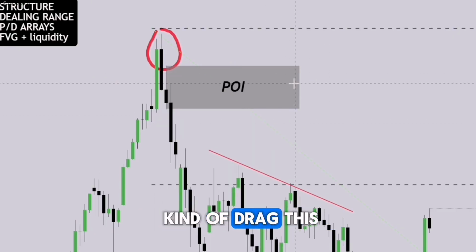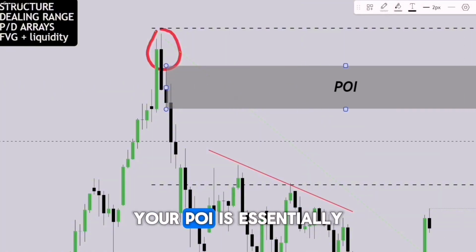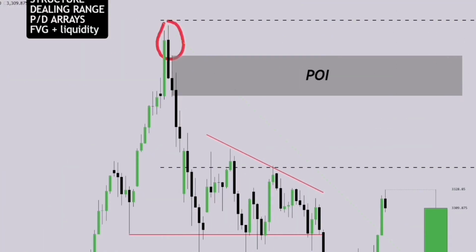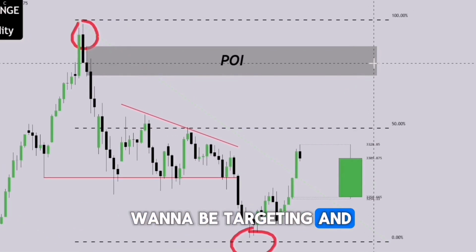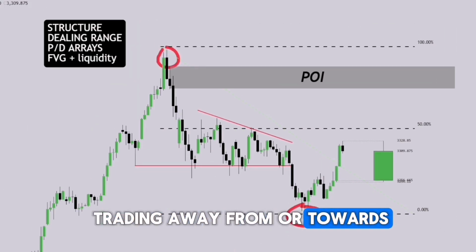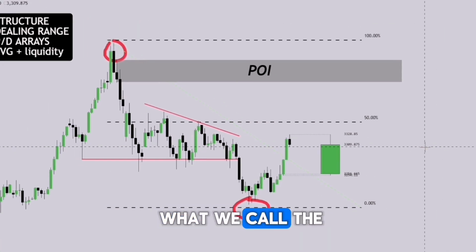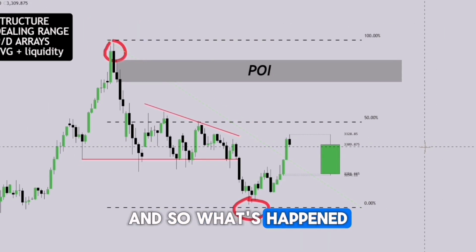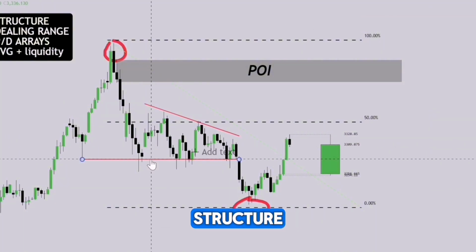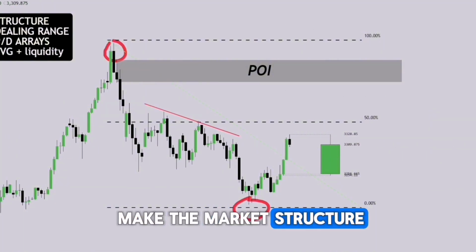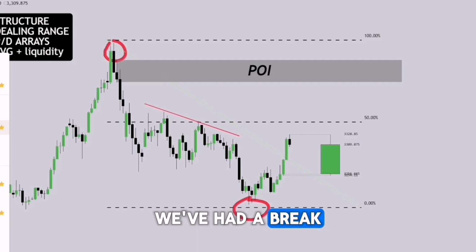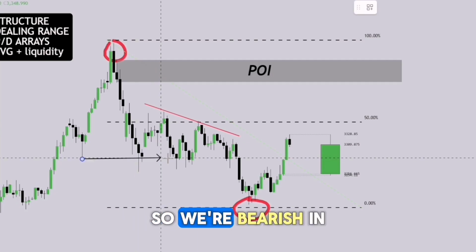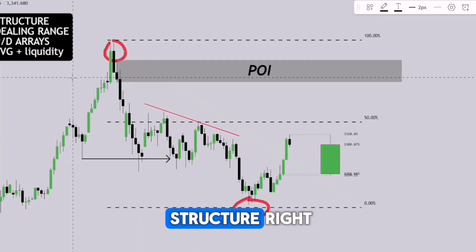So if I just drag this over to the right, your POI is essentially an area where you want to be targeting and trading away from or towards. This is what we call the 4-pillar approach. What's happened over here is that we've had a break of market structure. If I make the market structure a little bit more clear, we've had a break of market structure just over here. So we're bearish in terms of our market structure, right?